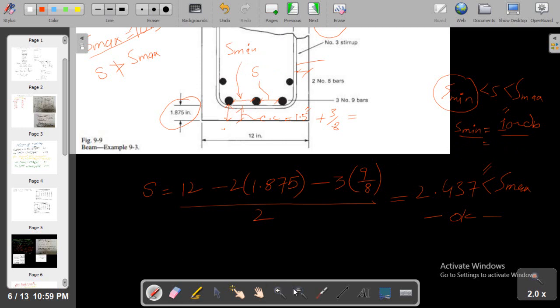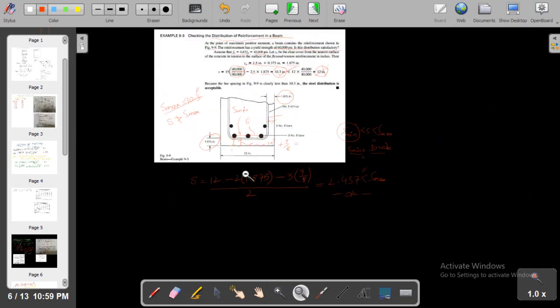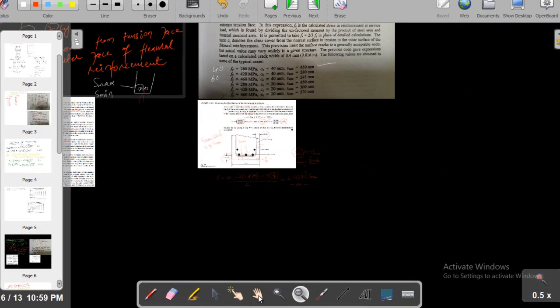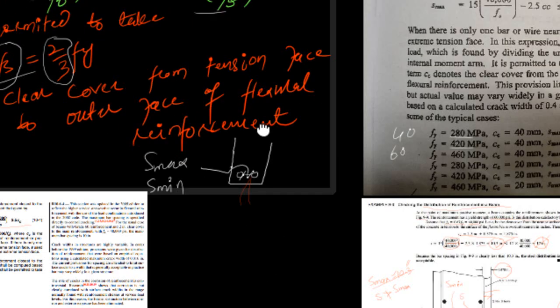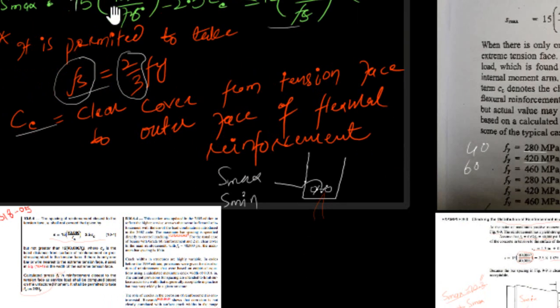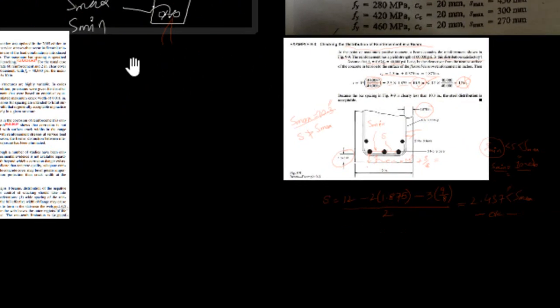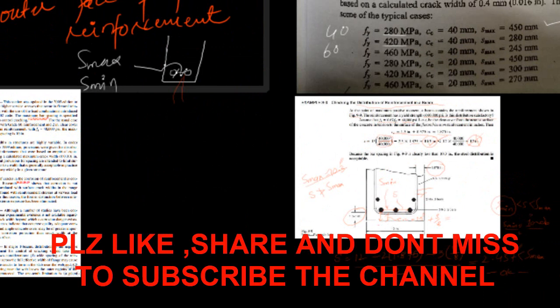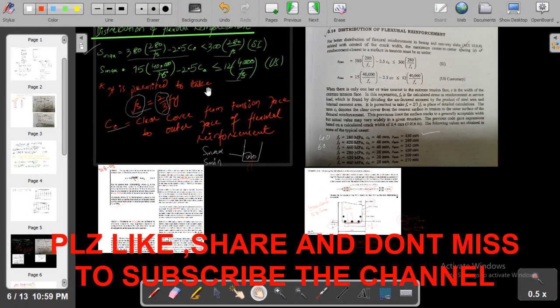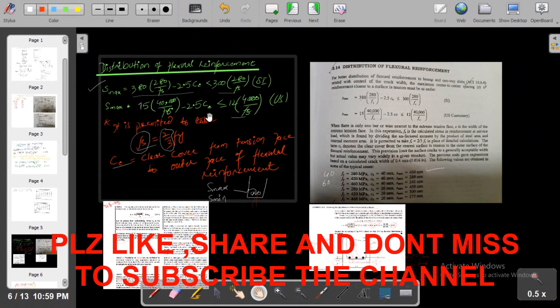So this is all about this lecture, that is, the maximum spacing, which is calculated by using this equation, and we will cover one example over it. We will use this check in design examples, so you must understand this.